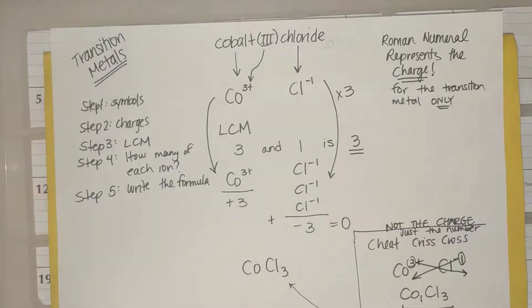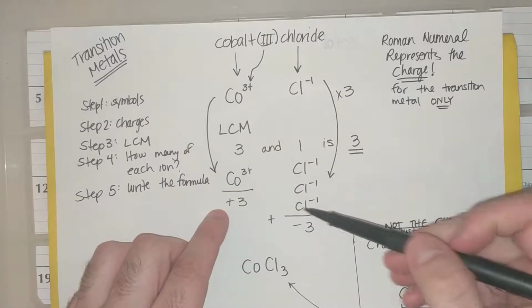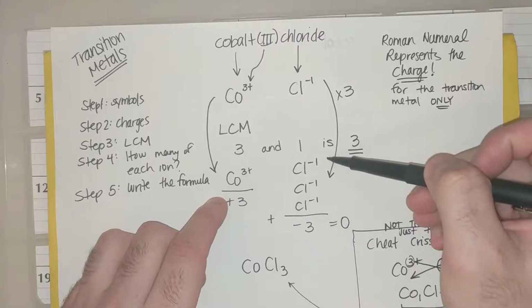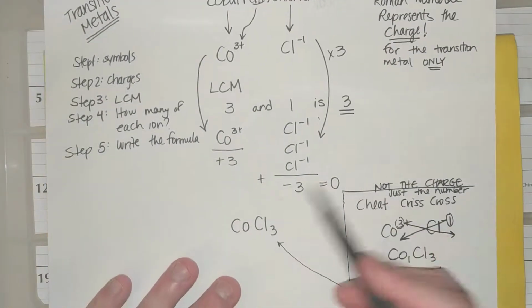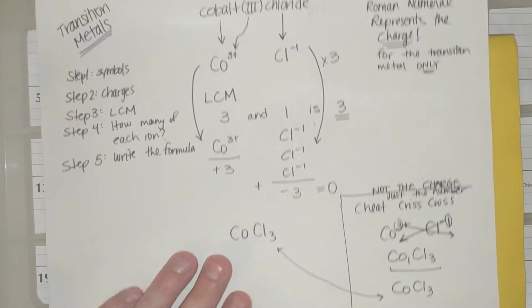So chloride is here. Then I find my least common multiple. How many of each ion do I need? And I figured out I needed 1 of these and 3 of these. And then I write the formula. I needed 3 of these, 1 of those, and that's how I get that.